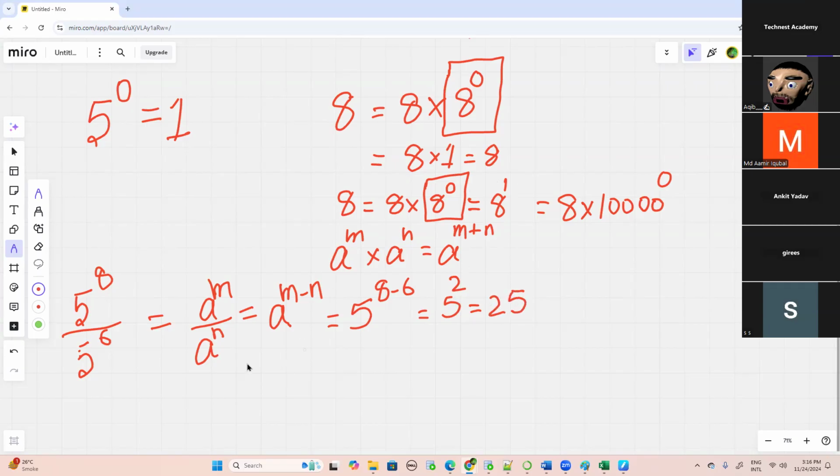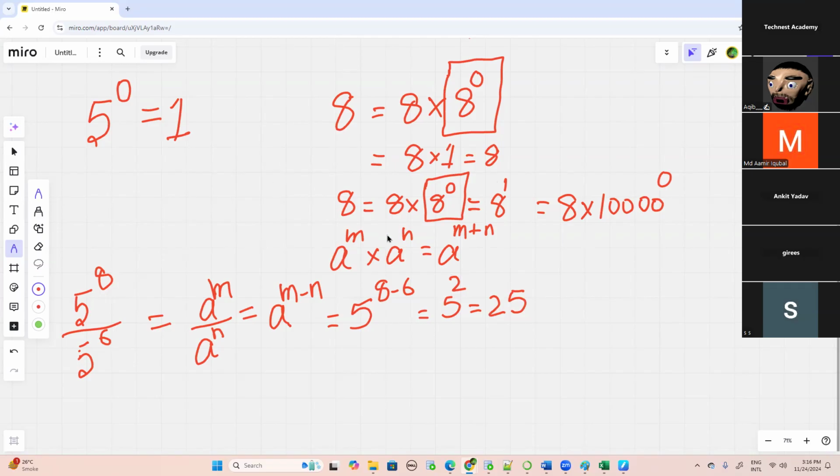When you have something in the denominator, if you move it to the numerator, the power becomes negative. So 5 to the power 6, moved to the numerator, becomes minus 6. Now 8 minus 6 is 2, and 5 raised to 2 is 25.